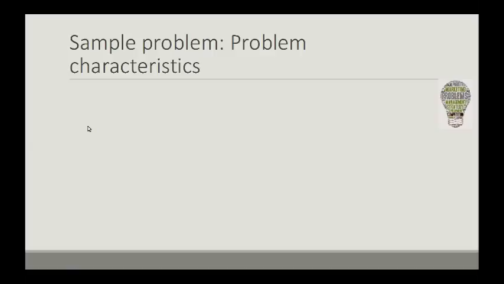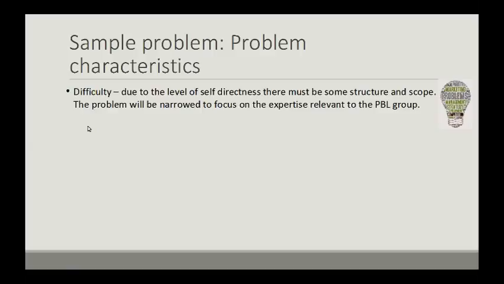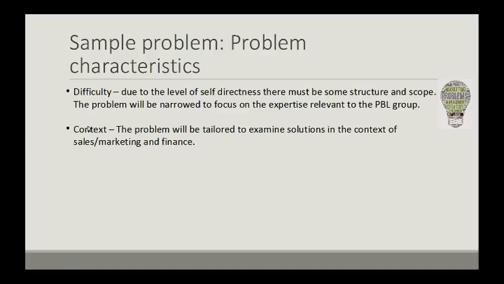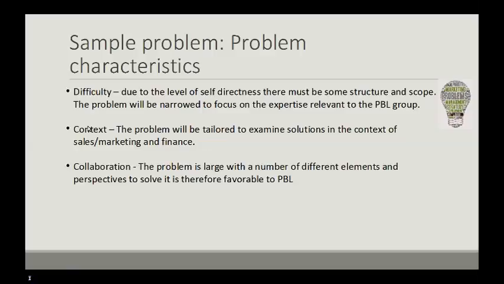Problem characteristics. The difficulty. Due to the level of self-directedness of the learners, there must be some structure and scope on the problem. It will be narrowed to focus on the expertise relevant to the PBL group and will contain some structure to guide the learners. The context. The problem will be tailored to examine solutions in the context in which the proposed PBL group will operate. This is sales, marketing and finance. Collaboration. The problem is a large problem which has a number of different elements and perspectives to solve. It is therefore favourable to problem-based learning.